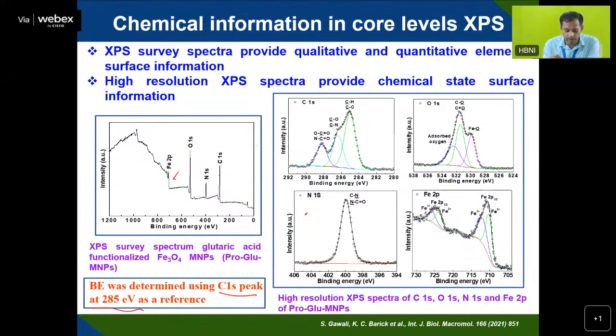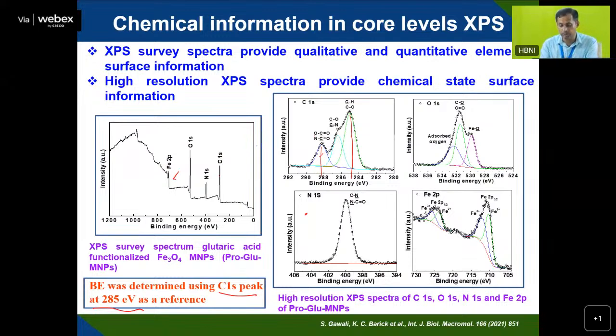This is an example of a protein coated magnetic nanoparticle. You can see carbon-carbon or carbon-hydrogen is fixed here at 285. Then carbon-oxygen and carbon-nitrogen, with oxygen and nitrogen, you can see are at higher binding energy. Because of high electronegativity, that peak is shifted to around 286. Then where carbon has a double bond with oxygen, or nitrogen with oxygen, there is even more shifting.